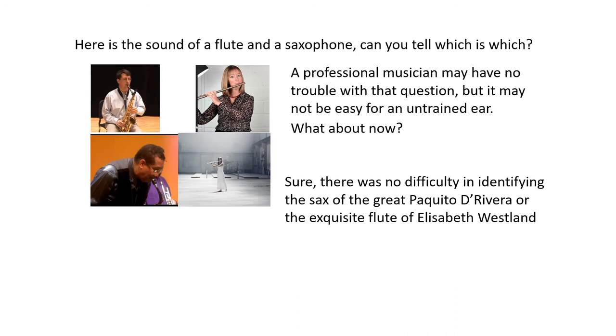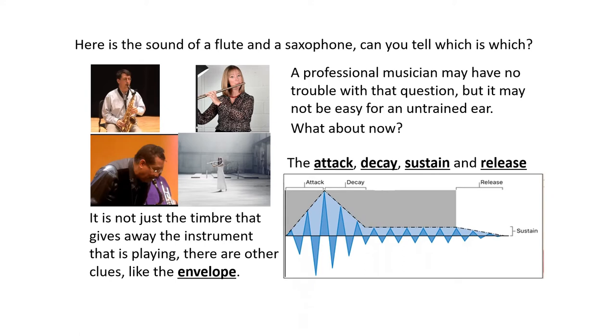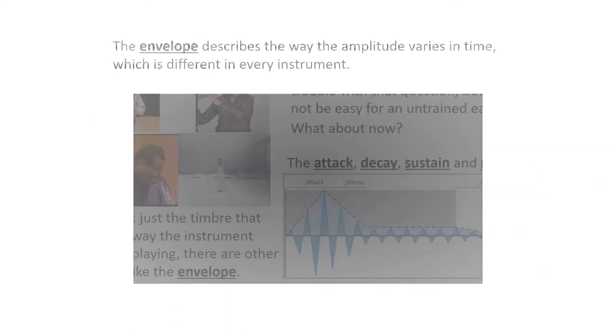I'm sure you had no difficulty in identifying the sax of the great Paquito de Rivera or the exquisite flute of Elizabeth Westland. It is not just the timbre that gives away the instrument that's playing. There are other clues, like the envelope: the attack, decay, sustain, and release. The envelope describes the way the amplitude varies in time, which is different in every instrument.